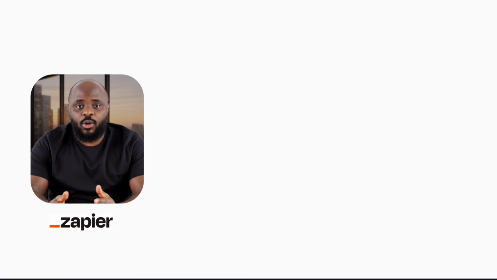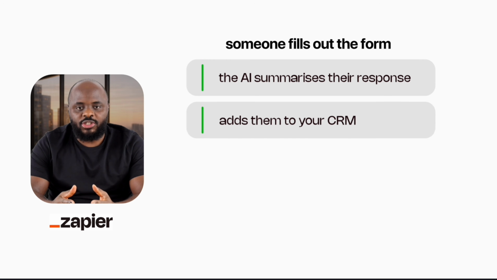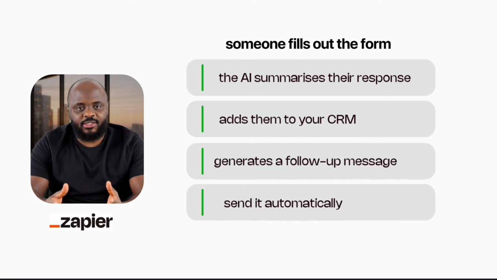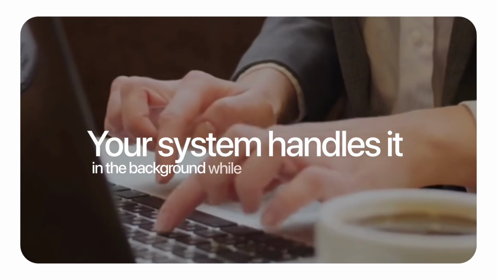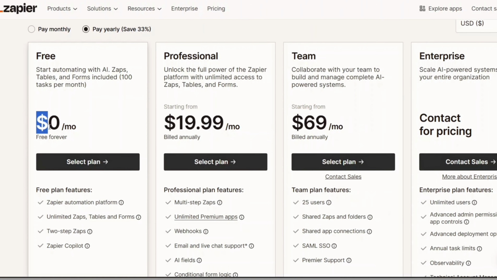With Zapier, you can set this up once so that someone fills out the form, the AI summarizes their response, adds them to your CRM, generates a follow-up message, and sends it automatically. Your system handles it in the background while you work on something else, or even while you sleep. I know you will be wondering if Zapier is actually free. And yes, it's for 2 weeks when you sign up now.